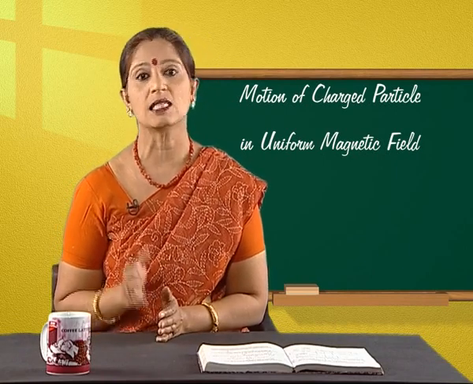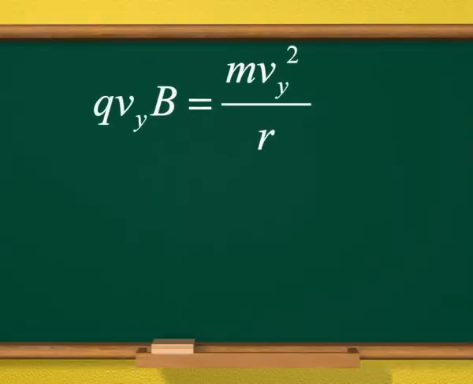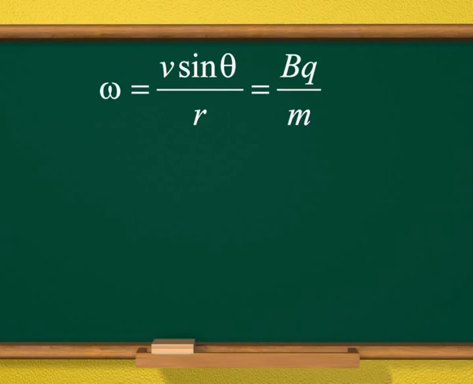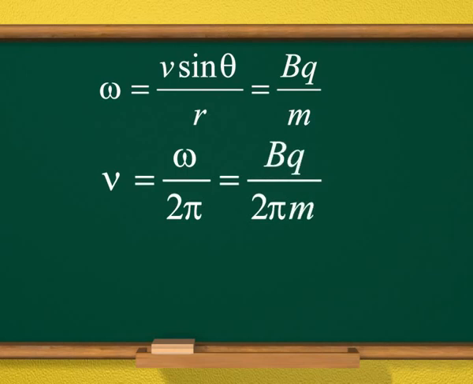The force F on the charged particle due to magnetic field provides the required centripetal force, that is q vy B is equal to m vy squared upon R, which is necessary for the motion of charged particle along a circular path of radius R. This gives vy or v sin theta as equal to BqR by m. Hence, the angular velocity of rotation omega of the particle in magnetic field would be equal to v sin theta by R, or Bq by m. And the frequency of rotation nu of the particle in magnetic field would be omega upon 2 pi, that is Bq upon 2 pi m.